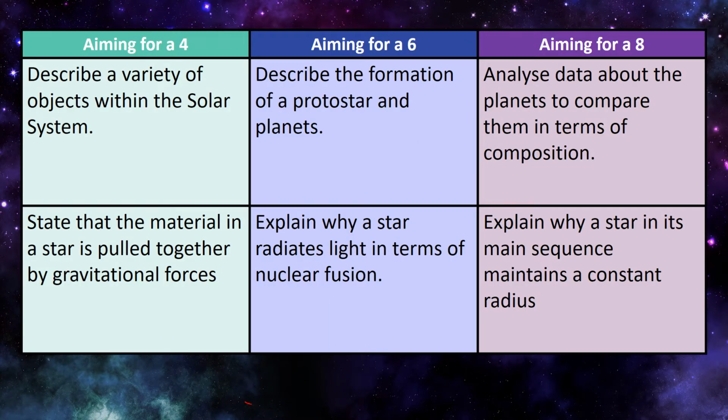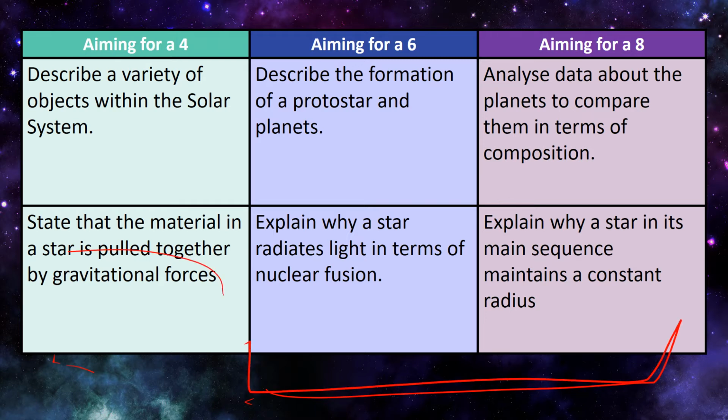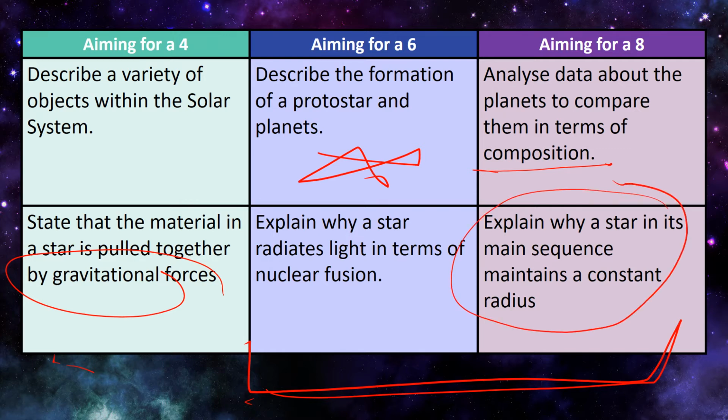This is just to show you what you need to be able to do. Obviously we're all aiming for this end of the spectrum. This is the minimum: you need to talk about gravitational forces and how that helps with the solar system being made. You need to describe the variety of objects, so moons, planets, and the formation of protostars and planets, so the rocks and the pressure forming protostars. Analyse data comparing the composition, so what they are made from, and why a star in main sequence has a constant radius. This is about the chemical reactions in terms of nuclear fusion, but also the physics in terms of the gravitational forces.